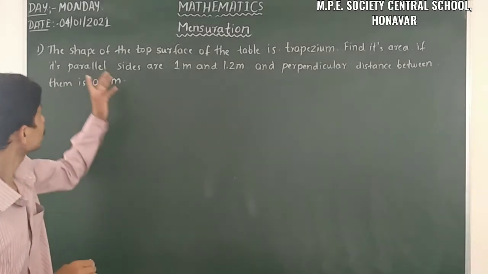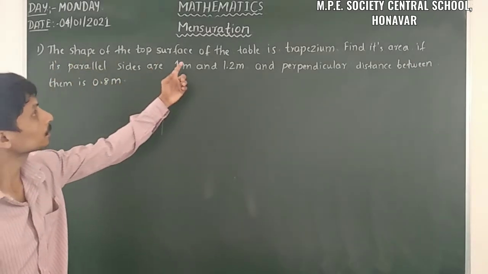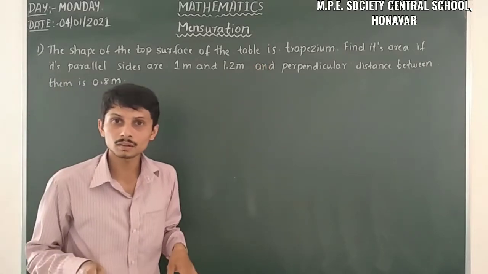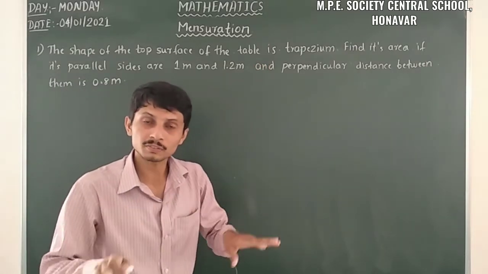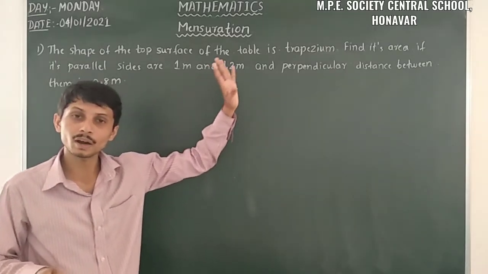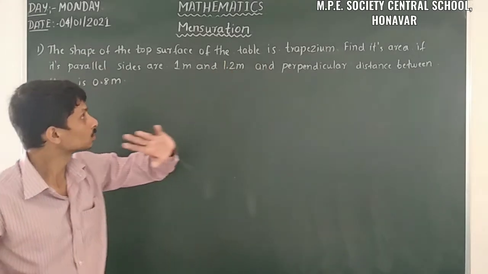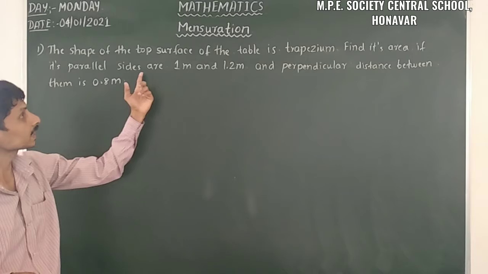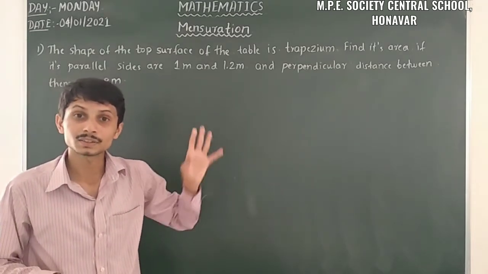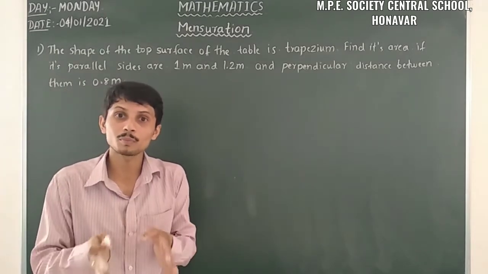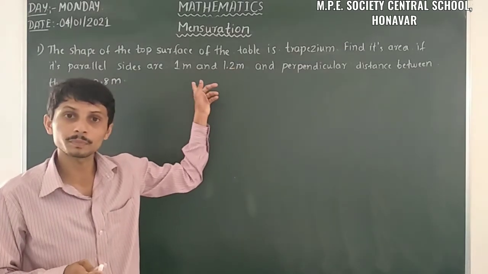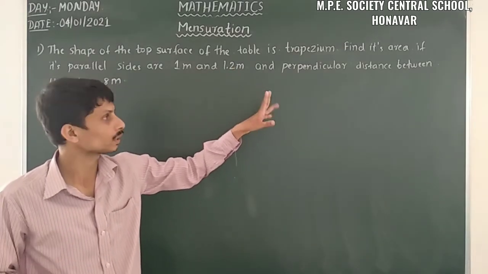So here just observe, the shape of the top surface of a table is a trapezium. That means the surface of the table is in the shape of a trapezium. So we have to find its area. If its parallel sides are 1 meter and 1.2 meter, whatever we have in the formula, that is a and b, so that is 1 meter and 1.2 meter. Whichever one you take as a or b, no problem.